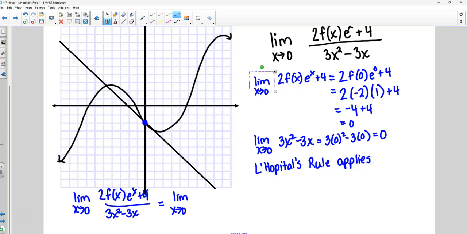Got to use a product rule because I have f of x times the e to the x, right? So I'm going to have 2f of x times the derivative of e to the x, which is just e to the x, plus e to the x times the derivative of 2f of x. What is that? 2f prime of x. Okay, so that takes care of this part of the derivative. What's the derivative of that plus 4? 0. It goes away, right? This is all over 6x minus 3.